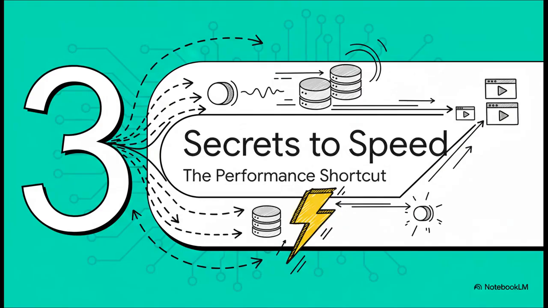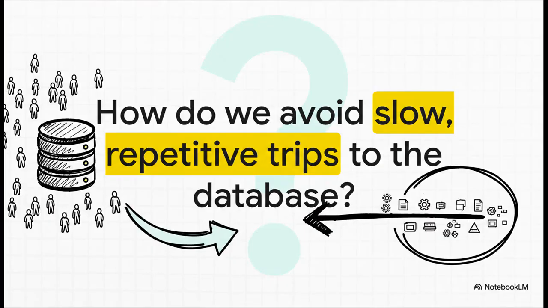So here's the next bottleneck. Going to the database to get information can be kind of slow. And if you have data that people are asking for over and over and over again, those trips to the database really start to add up. We need a shortcut. We need a way to speed things up so our app feels snappy and super responsive. And that's exactly what we're going to do. Create a shortcut.